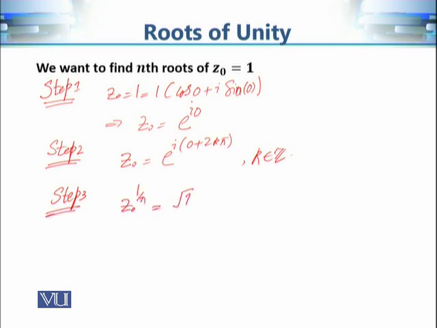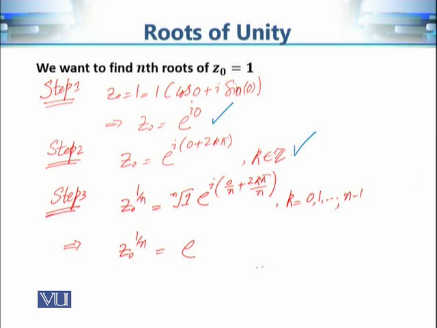And following the steps of our previous discussion, in the first step, we write down unity in terms of exponential form. In the second step, we write down the most general form of this complex number, in other words, adding an integer multiple of 2 pi in the argument of this complex number. And in the third step, we raise the power of this complex number by 1 by n. So symbolically it means that we just divide 0 by n and 2k pi by n. And of course the variation of k is going to be from 0 to n minus 1. So these are all nth roots of unity.